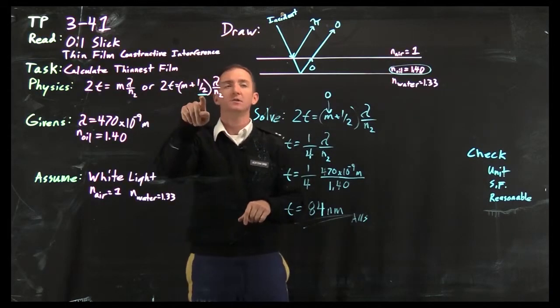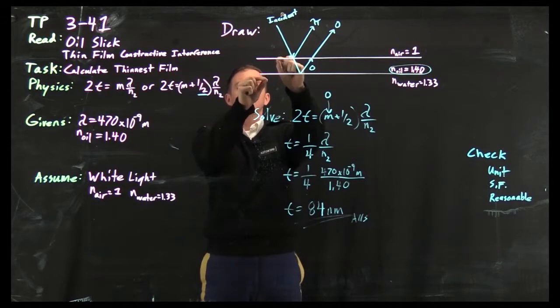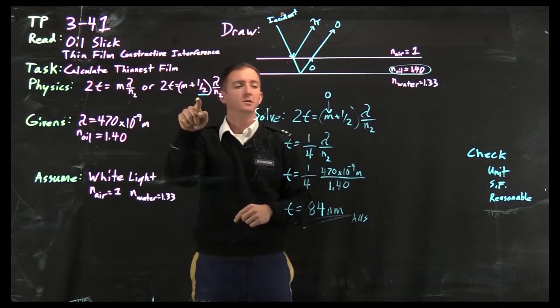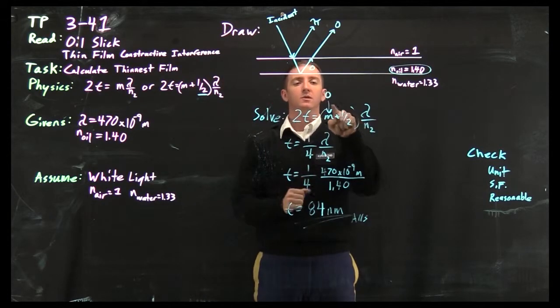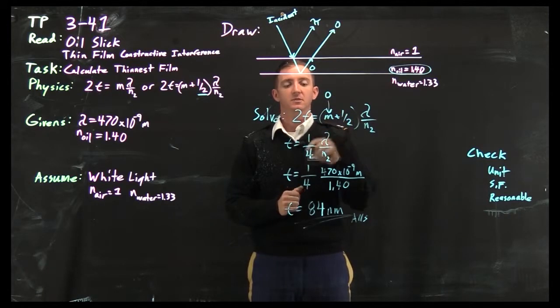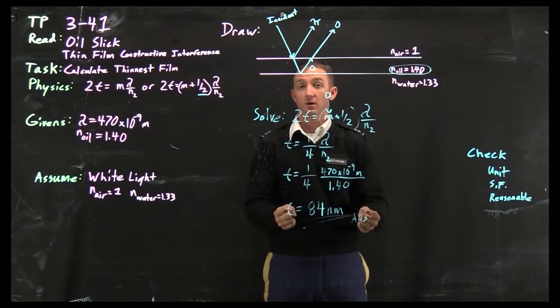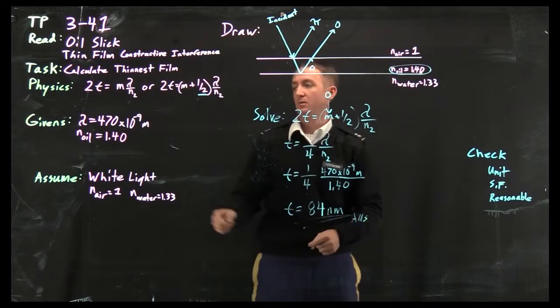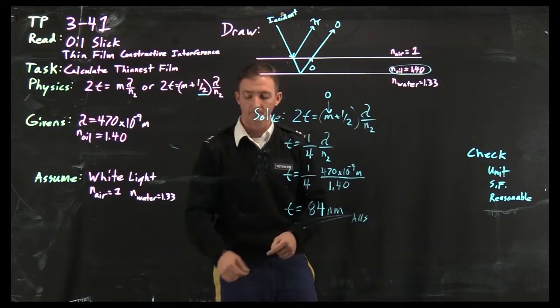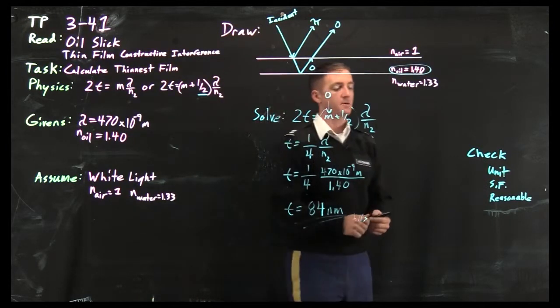Therefore, we had to artificially change the length of this surface with this equation. That equation was here. We then went with the thinnest film, which is M equal to 0. Therefore, this is the thinnest film possible of the oil that would cause constructive interference of our blue 470 nanometer light. Let's do the check step.